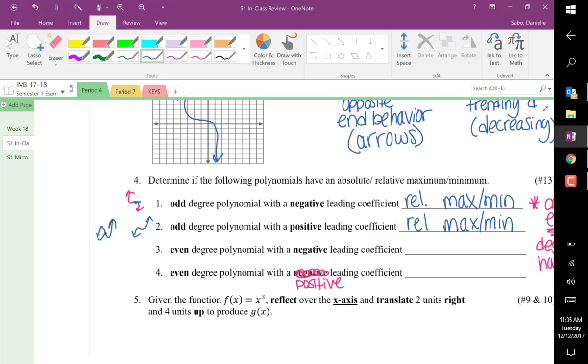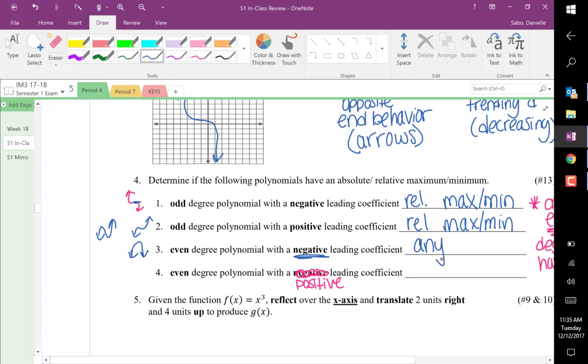Sorry. Even degrees have the same end behavior. It says negative leading coefficient. Does that mean they're going to be both up or both down? Negative means down, so it's going to look something like this. Can even functions have absolute? Yes, so we can have either of them. So I'm just going to put any, because it can have all of them.